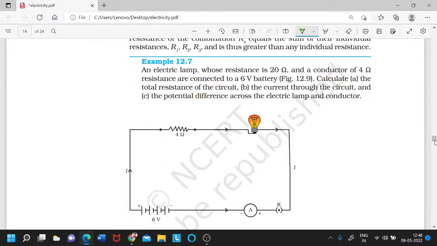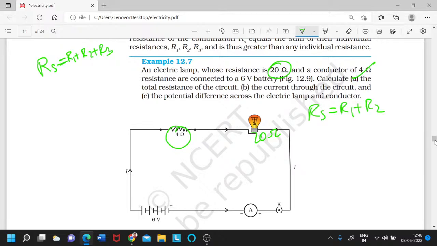Resistance in series. You can add R1 plus R2 plus R3, directly adding all the resistances. Here it is 4 ohms, and this is given as 20 ohms. Now, what is the total resistance? That's the first question. R total is equal to R1 plus R2: 4 plus 20, 24.